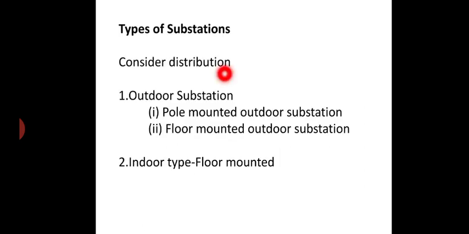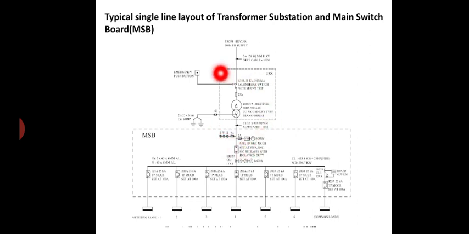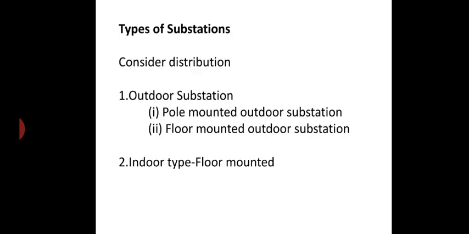Now we see the types of substations. This single line diagram will vary depending upon the type of substation. The single line diagram of an indoor substation will be different compared to the outdoor substation. So before going into detail about this layout, we see the different types. The first one is the outdoor substation, which is the pole mounted outdoor substation and the floor mounted outdoor substation. Next one is the indoor type floor mounted substation.